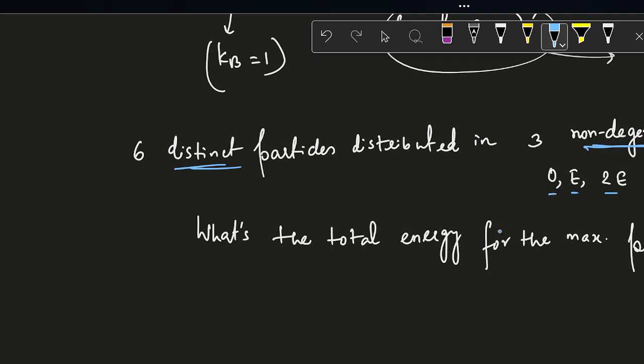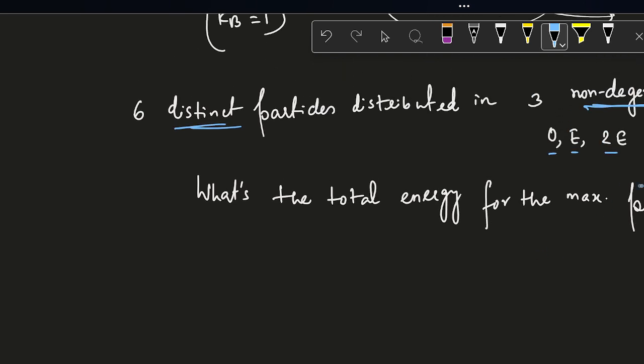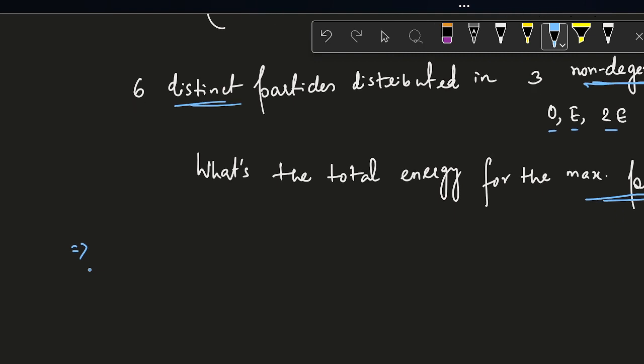And you have to calculate the total energy for the maximum probable distribution. So you have to first understand how to calculate the distribution that has the maximum probability to occur. After you know that, you can get the total energy by knowing how many particles are in which level. That becomes easy then. But the main challenge is first to know the maximum probable distribution. Again, this boils down to how to calculate the number of possible microstates, and then out of that, which one is the most probable microstate arrangement.